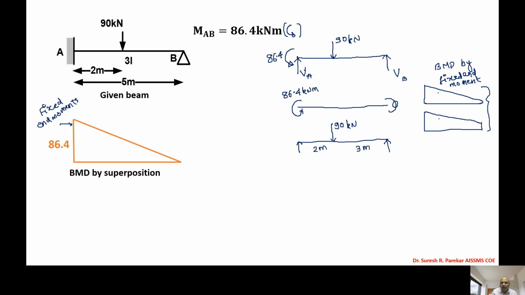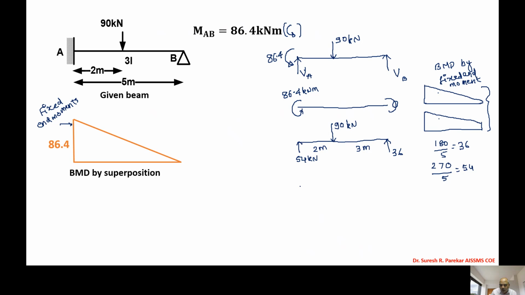Now if you take the reaction, 90 into 2, 180, divided by 5, so we will get 36. Or if we take it on this side, then you have 90 into 3, 270, divided by 5, so we have 54. So we have this as 54 kilonewton.